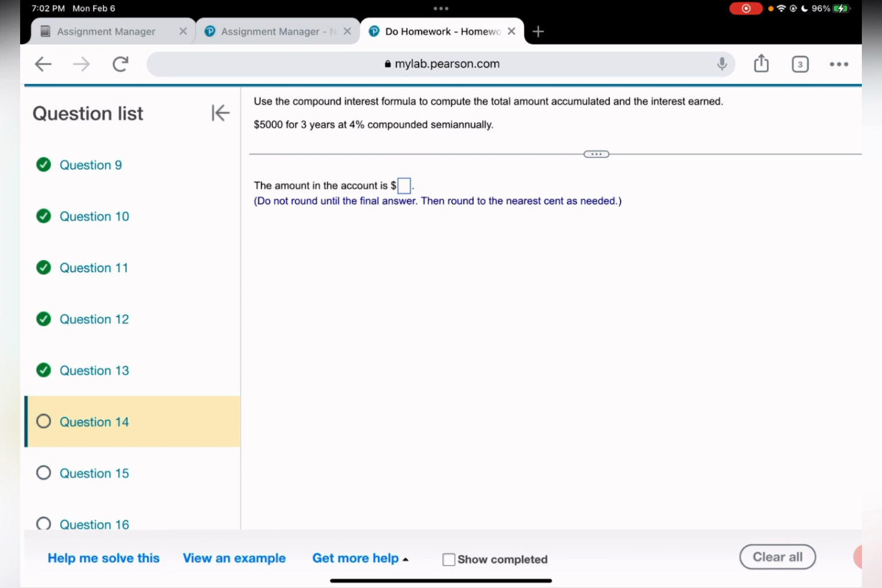Okay, let's see. Compound and simple are always different. If you have a choice to pay compound or simple, although they won't give you simple, always choose the simple because it's not accumulating interest there.